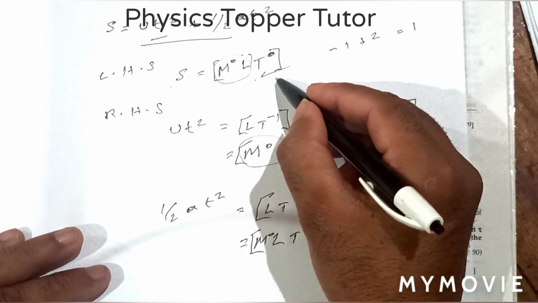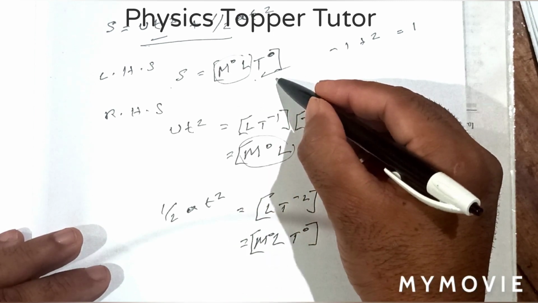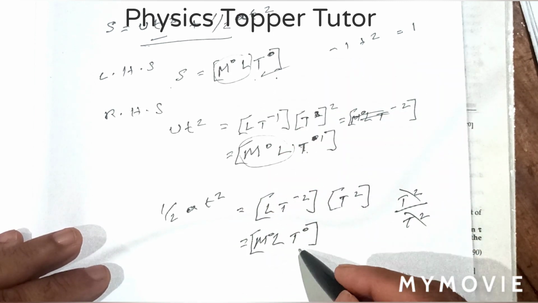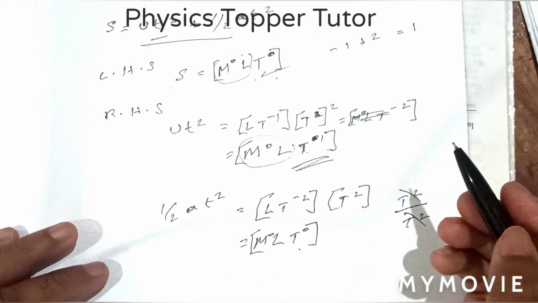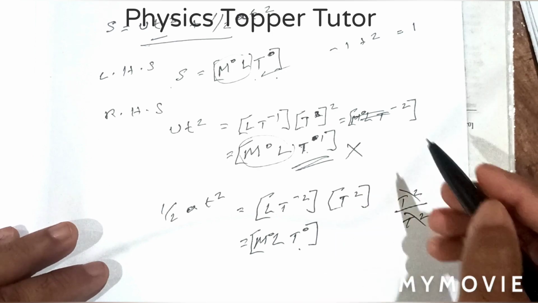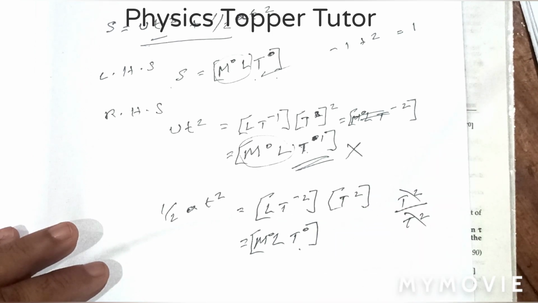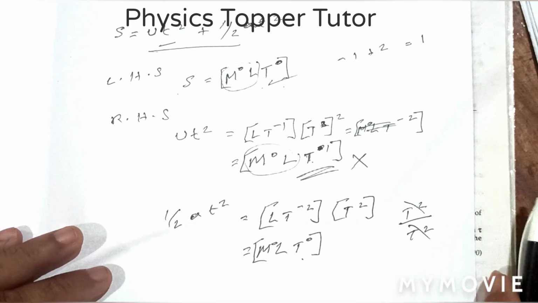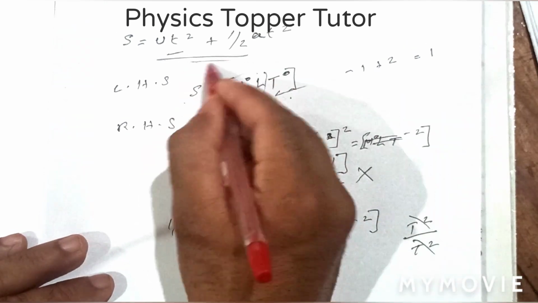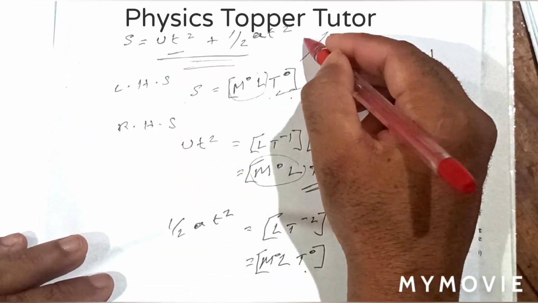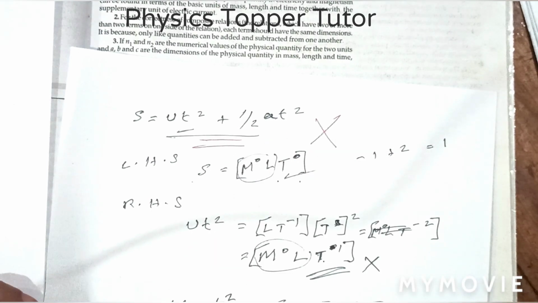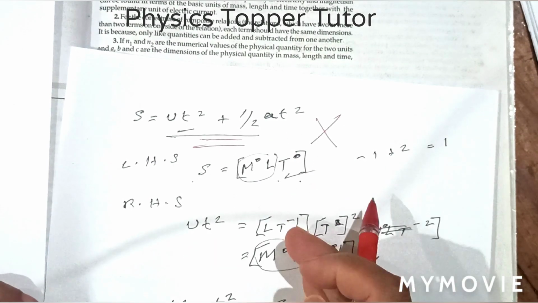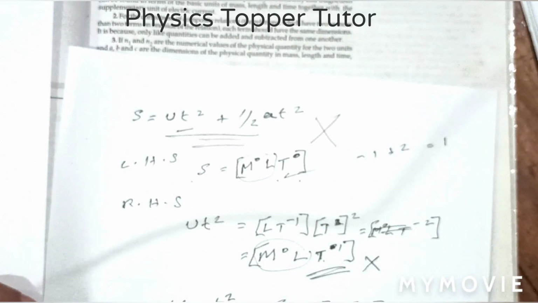So these two, in the left hand side term, and in the right hand side the second one, are same, but the middle one is not same with the other. That means this equation is not a correct one. This equation is not a correct one. So I have checked this equation.